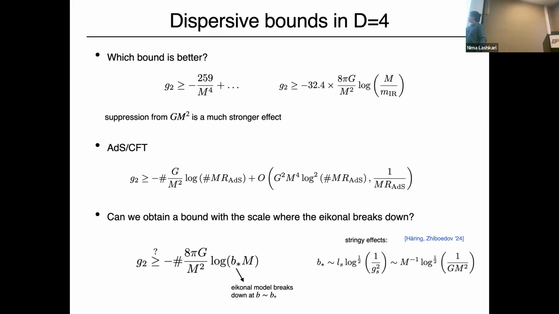It'll be g2 is greater than or equal to minus G Newton over M squared, but then you have some logarithmic answer, the square root of log. I think that's square root of log if I copied it correctly. Square root of log. Yeah.